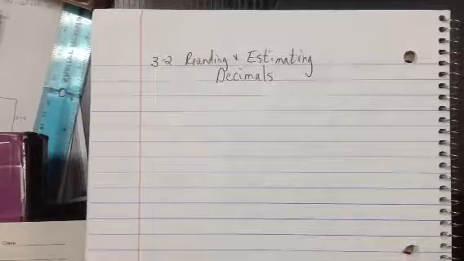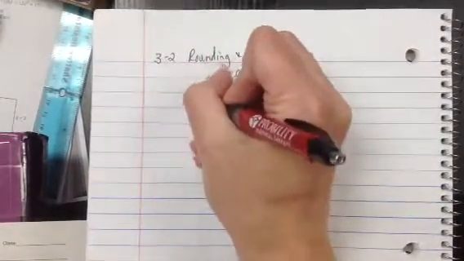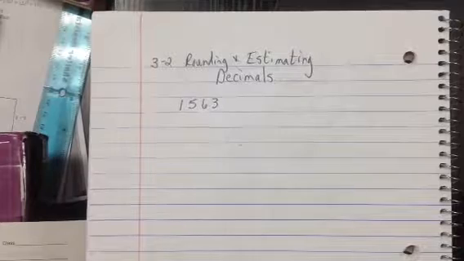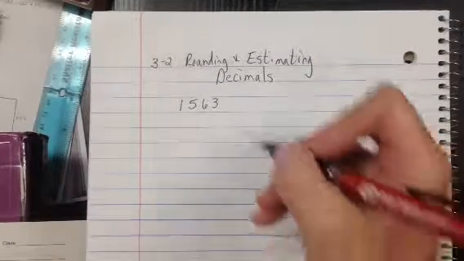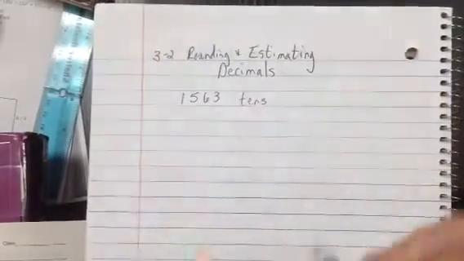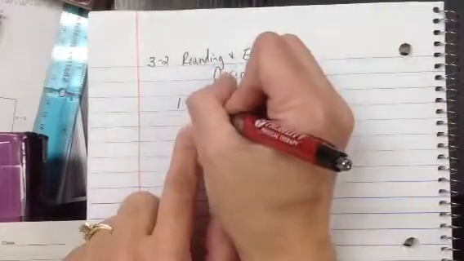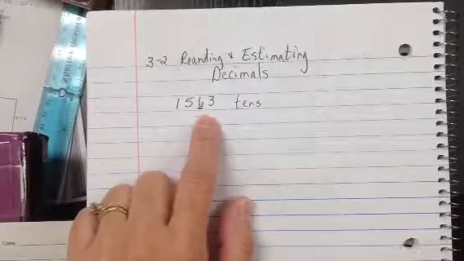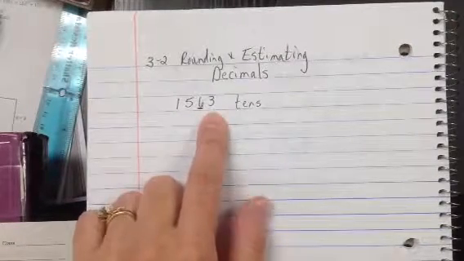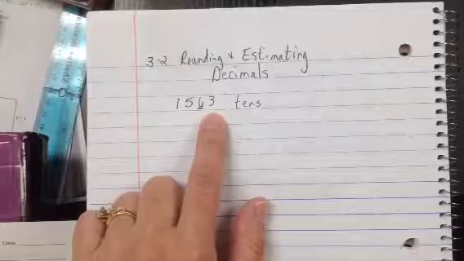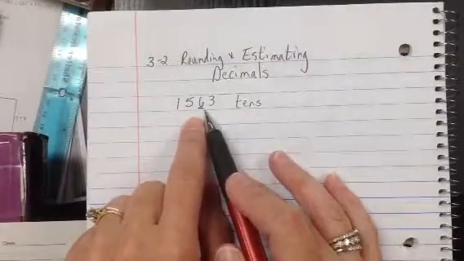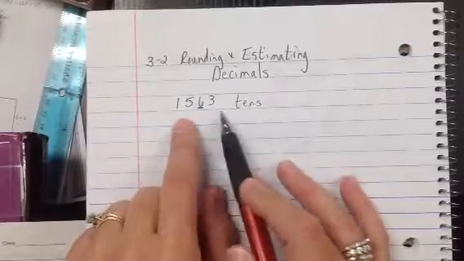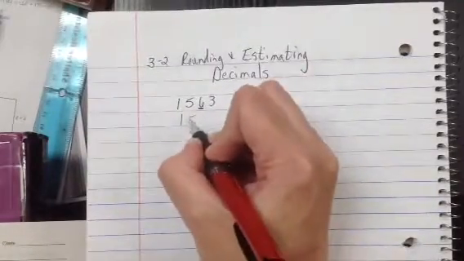So let's review rounding a little bit with whole numbers. Let's say I have 1,563, and I tell you to round 1,563 to the tens place. So the tens place is here. I would look to the right of that place, and if this is a value smaller than 5, then we often say we round down, but what it means is that this number is going to stay the same. So this number rounded to the tens place would be 1,560.